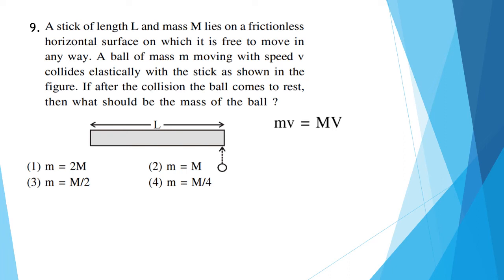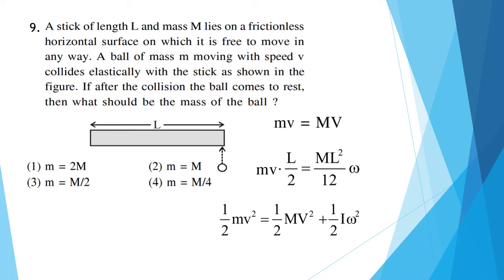So by conservation of linear momentum we can say that mv should be equal to capital MV, where small mv is the momentum of the ball and capital MV is the linear momentum of the stick. And by conservation of angular momentum we can say that mv into L by 2 will be equal to ML square by 12 into omega.